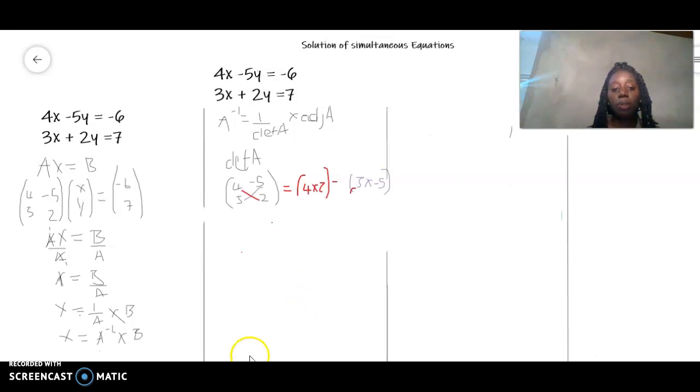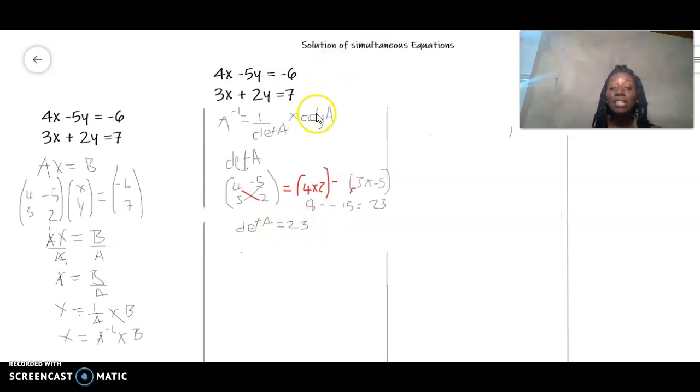The product of 4 and 2 is 8. The product of 3 and negative 5 is negative 15. So therefore, the determinant is equal to 23. Alright, so I can write that the determinant of A is 23.